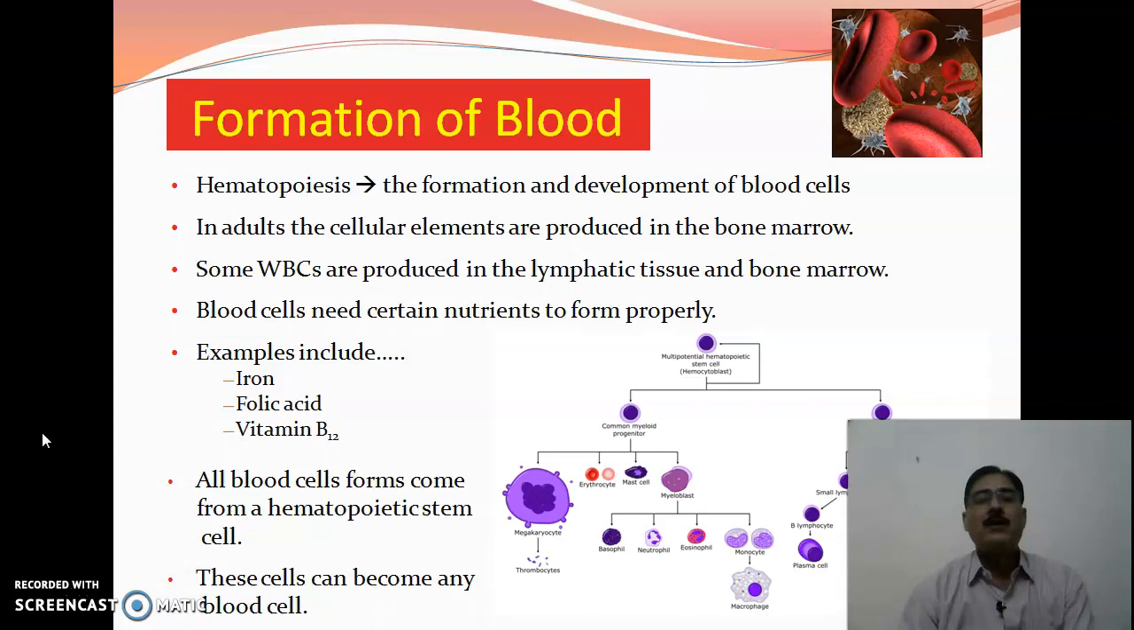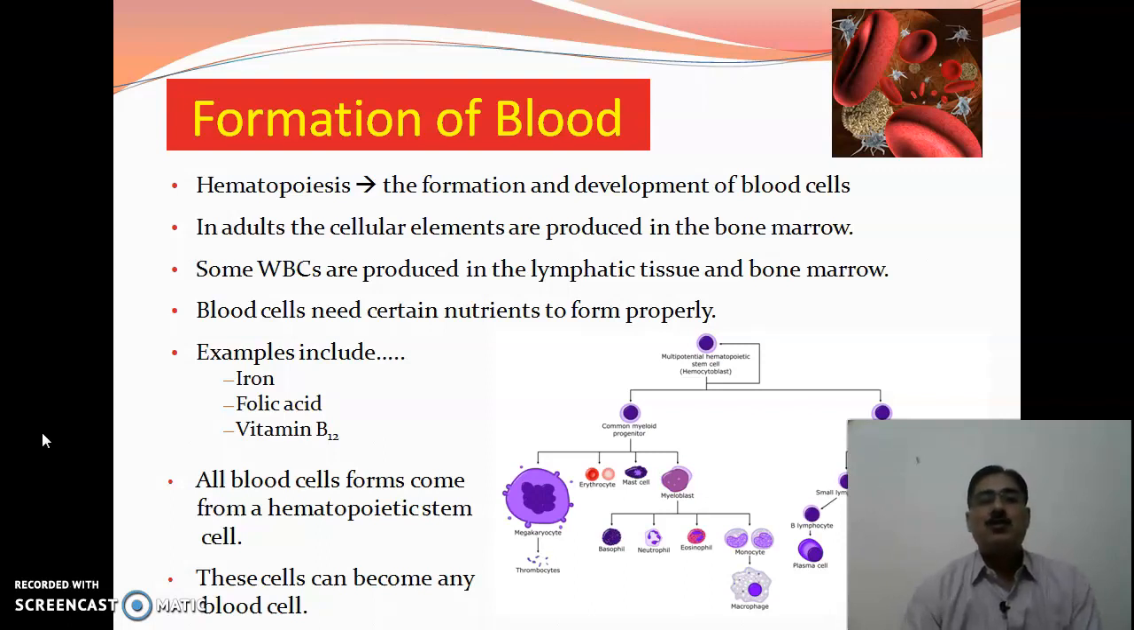Now, what is formation of blood? Hematopoiesis is the term used for the formation and development of blood cells. In adults, the cellular elements are produced in the bone marrow, specifically in the red bone marrow of the longer bones. Some WBCs are produced in the lymphatic tissues and bone marrow. Lymphatic tissues may be the lymph nodes like tonsils.